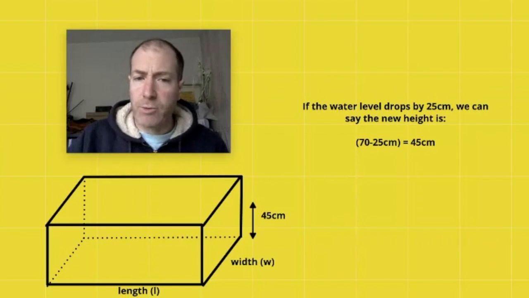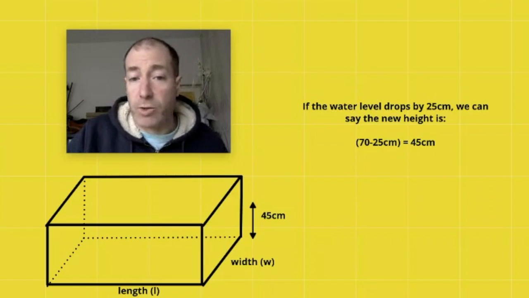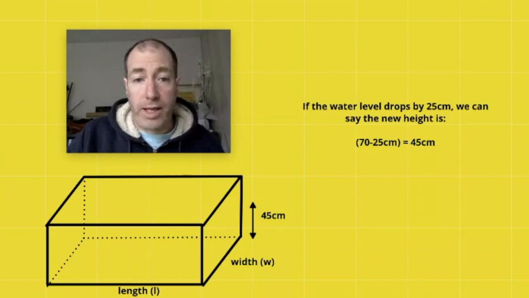But what about the length and the width? Are they the same? Have they changed? Well, the rectangular tank is still the same tank. It hasn't got smaller, it hasn't got larger, it's remained the same. So the length and width are the same as they were before.